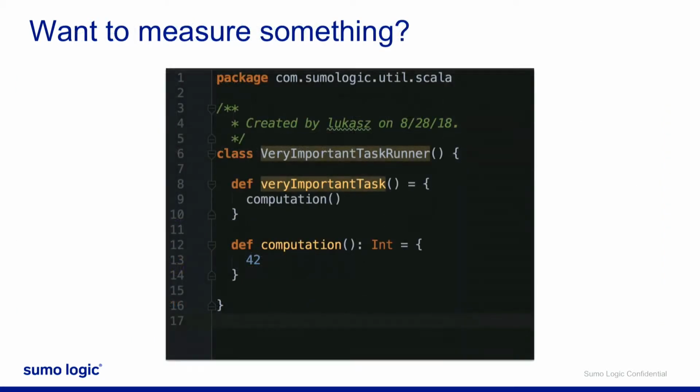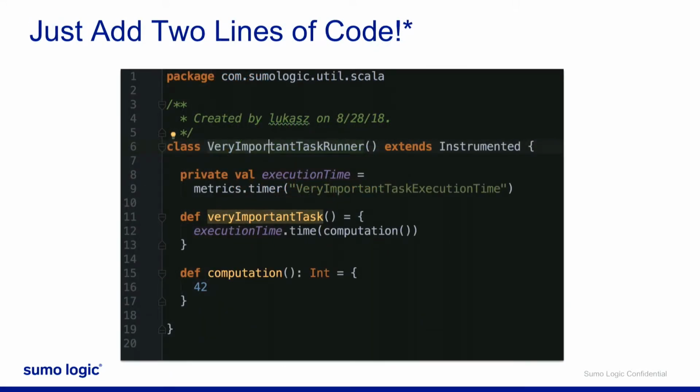So let's go through an example. Let's say we have some very important task runner that periodically performs a very important task that has some computation inside. And let's say we want to measure the time it takes to complete this computation. And we want to measure that on all our nodes over time to spot all of the issues that might happen there. Well, it's actually very simple in our code. We just have to add 1 line and change 2 lines with an instrumented trait and actually the core measurement of the execution time. And that's it. We can then use it directly in metrics.